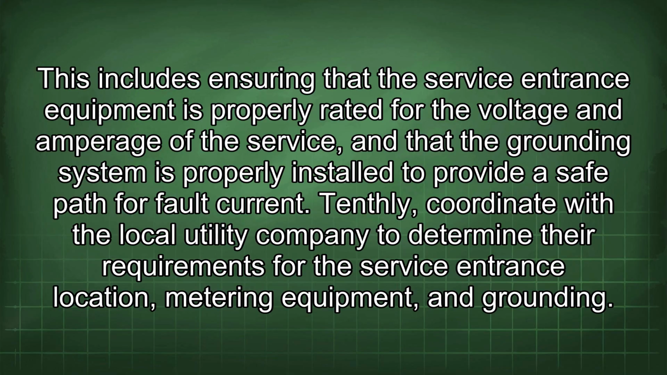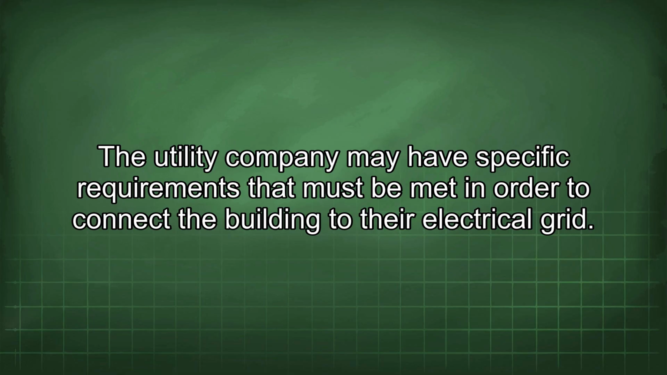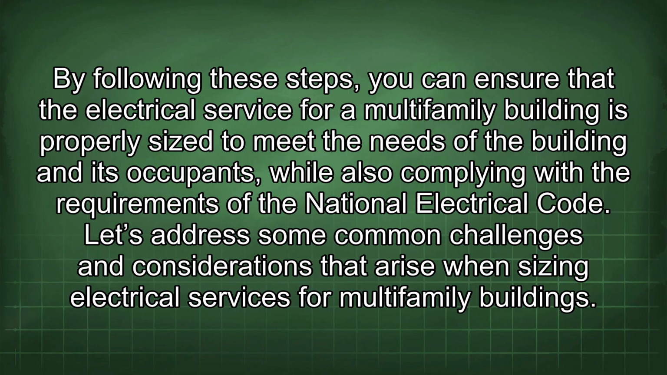Tenthly, coordinate with the local utility company to determine the requirements for the service entrance location, metering equipment, and grounding. The utility company may have specific requirements that must be met in order to connect the building to their electrical grid. By following these steps, you can ensure that the electrical service for a multifamily building is properly sized to meet the needs of the building and its occupants, while also complying with the requirements of the National Electrical Code.